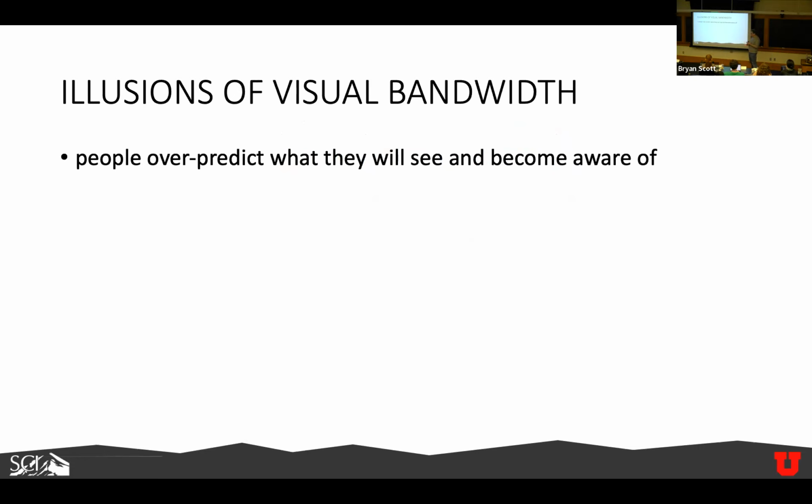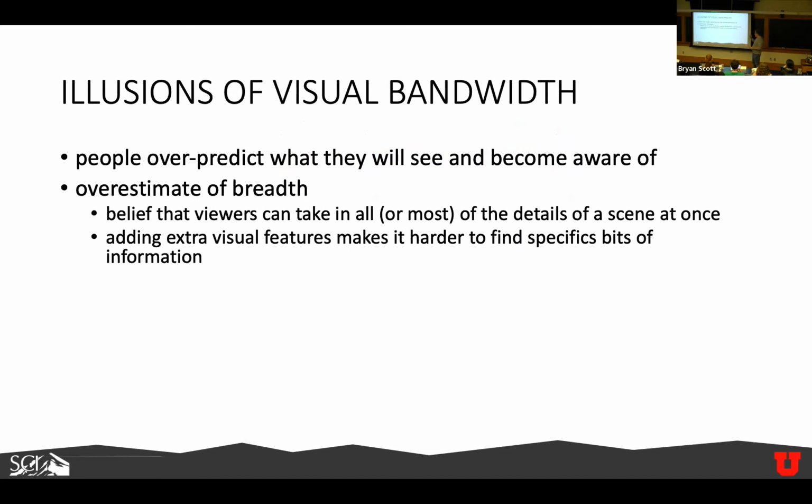One is the illusion of visual bandwidth. So individuals will overpredict what they will see in a chart, relative to what they'll actually become aware of. So you see all this data, you make a chart that's got all your data in it, and you think, oh, I'm gonna look at this and I'm gonna see everything. No, you've overpredicted what you're gonna see.